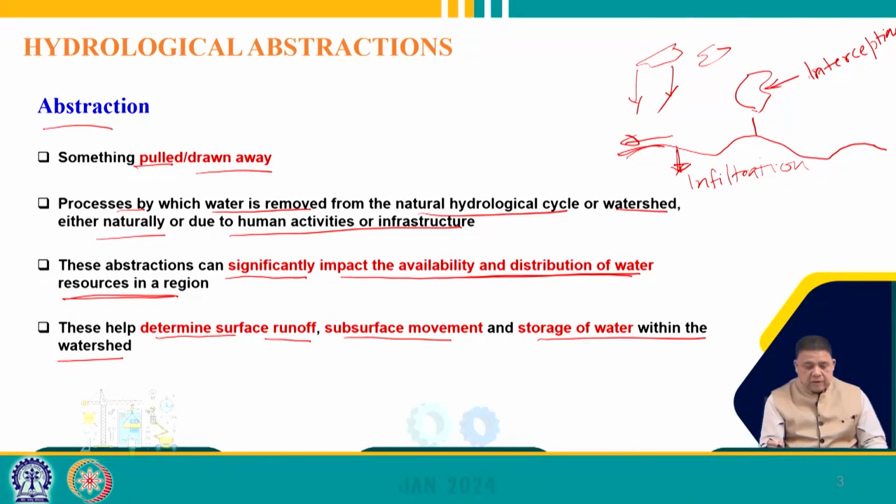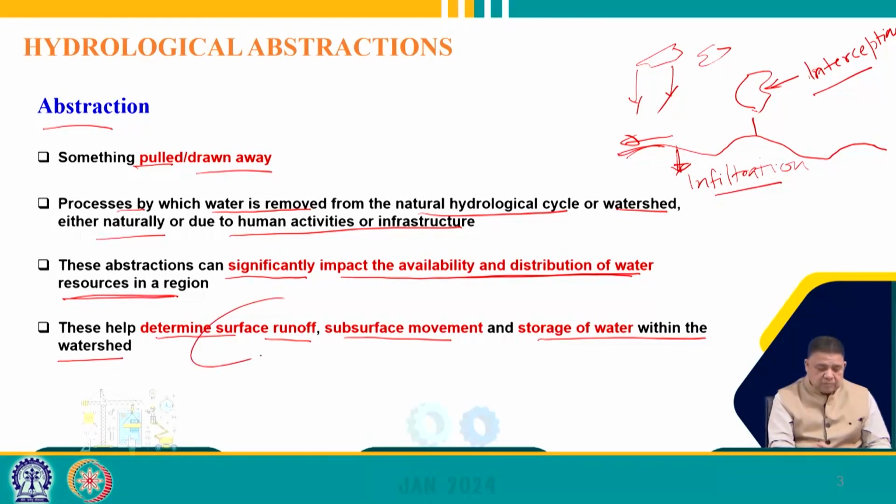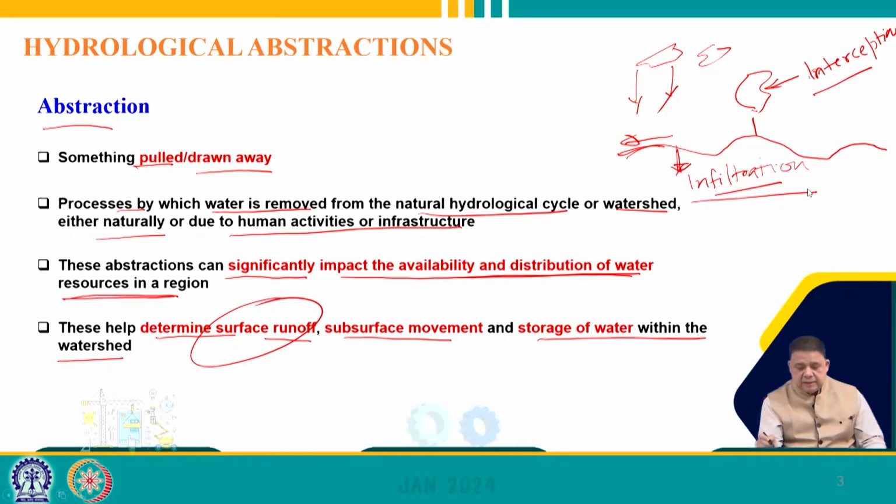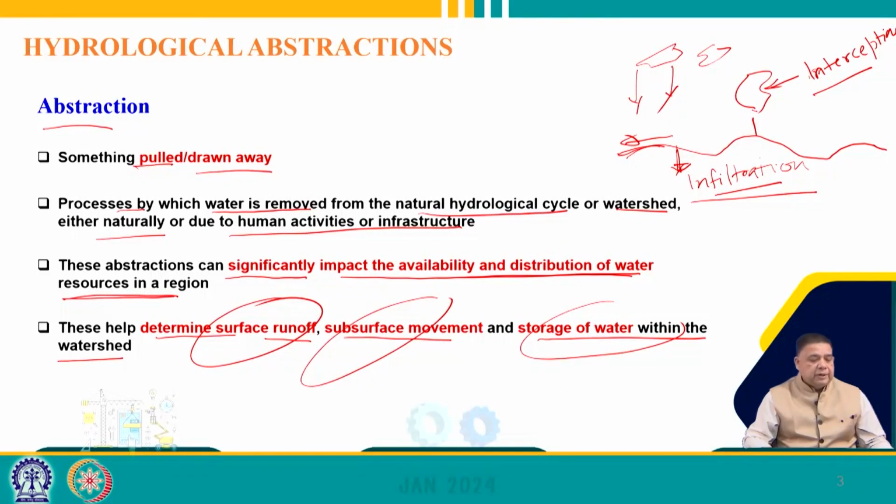That is how, if we know the interception, the infiltration and other abstractions, then we can find out how much water is available for surface runoff. If we know infiltration, then we know how much water is available for subsurface movement or for storage of water on the surface or below the surface or in the soil. So, this is how important abstractions are.